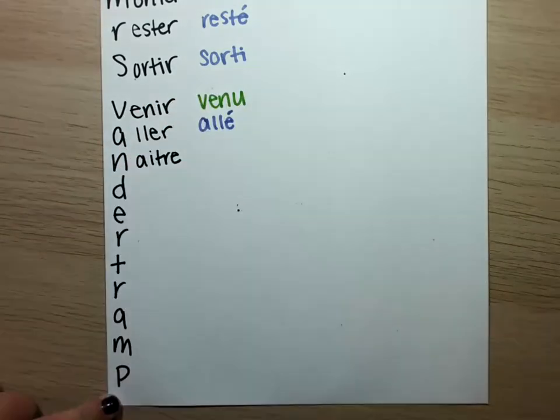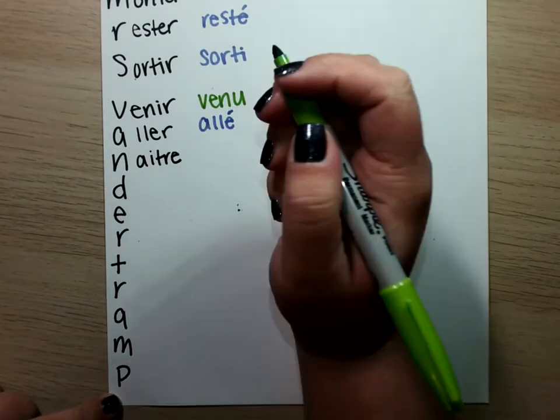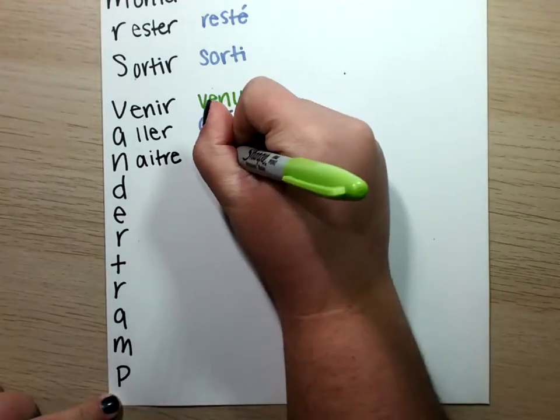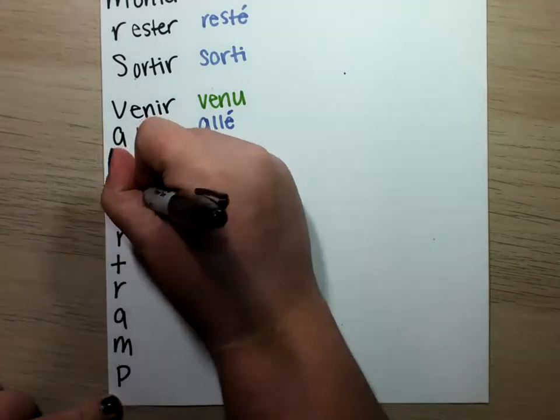Next one is naître. That is the verb to be born. So naître is the verb to be born, and naître is irregular. It is né in the past tense, like a horse neighing. All right.